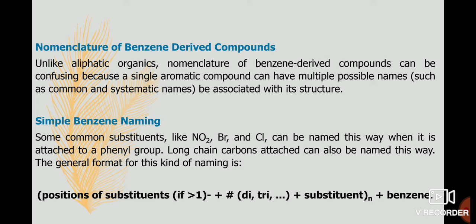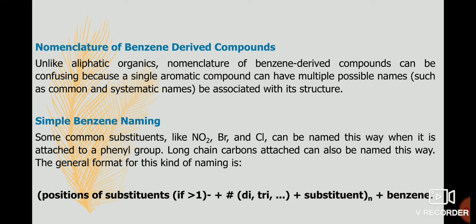Nomenclature of benzene derived compounds. Unlike aliphatic organics, nomenclature of benzene derived compounds can be confusing because a single aromatic compound can have multiple possible names, and these are associated with its structure. Now, simple benzene naming. Some common substituents like NO2, Br and Cl can be named this way when attached to a phenyl group. Long chain carbons attached can also be named this way.